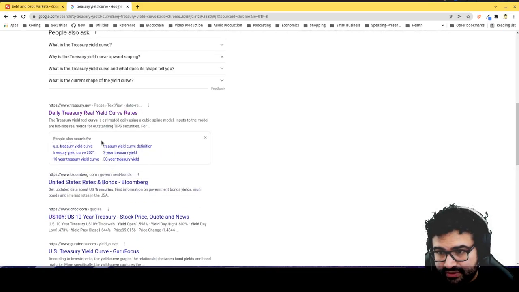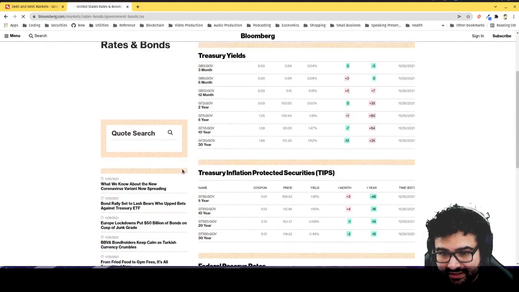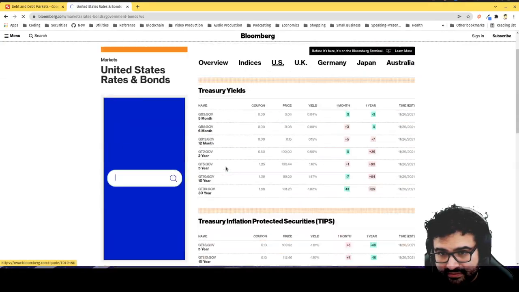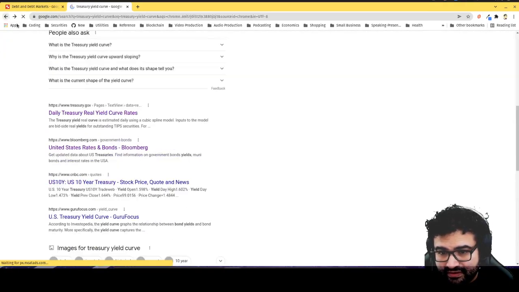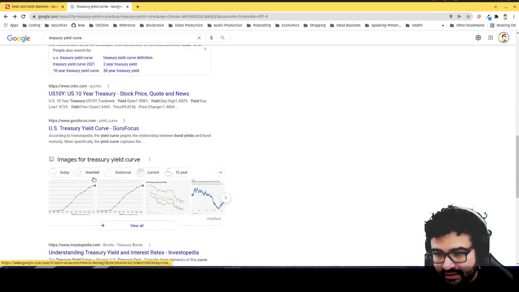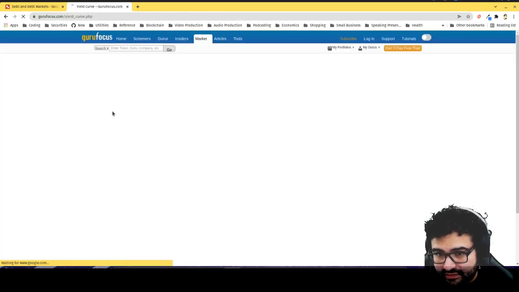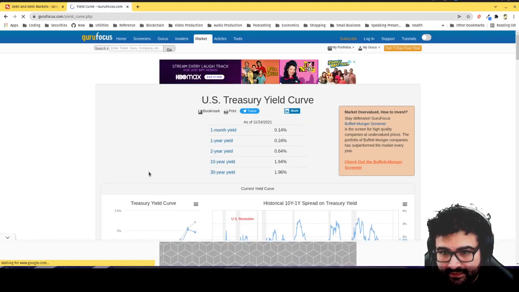Nope, those are just the numbers. Bloomberg, you got me a curve, right? That's not a curve. I mean, those are the rates. Yield curve. There we go.